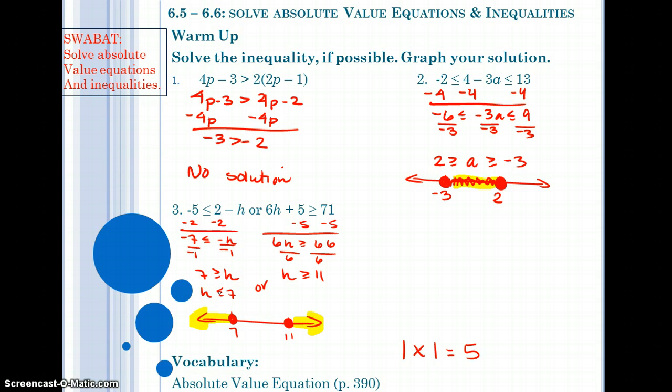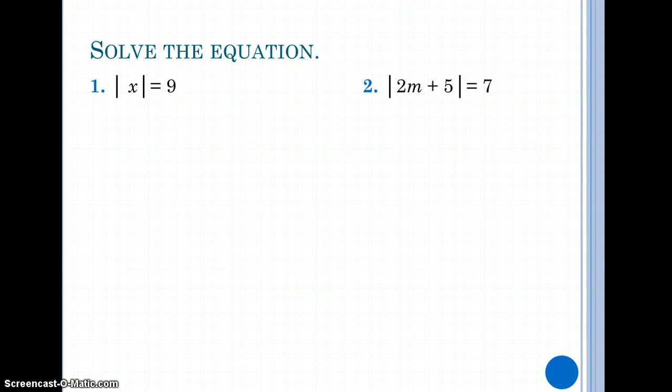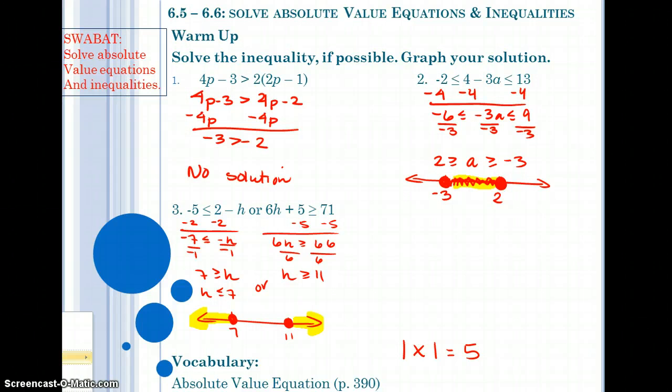So vocabulary, you had a definition to write down from page 390. Just a quick example here. If I tell you that the absolute value of some number x is equal to 5, then the question you have to ask yourself is, what can x be? So x could be either 5, because the absolute value of 5 is 5, or x could also be -5, because the absolute value of -5 is also 5.